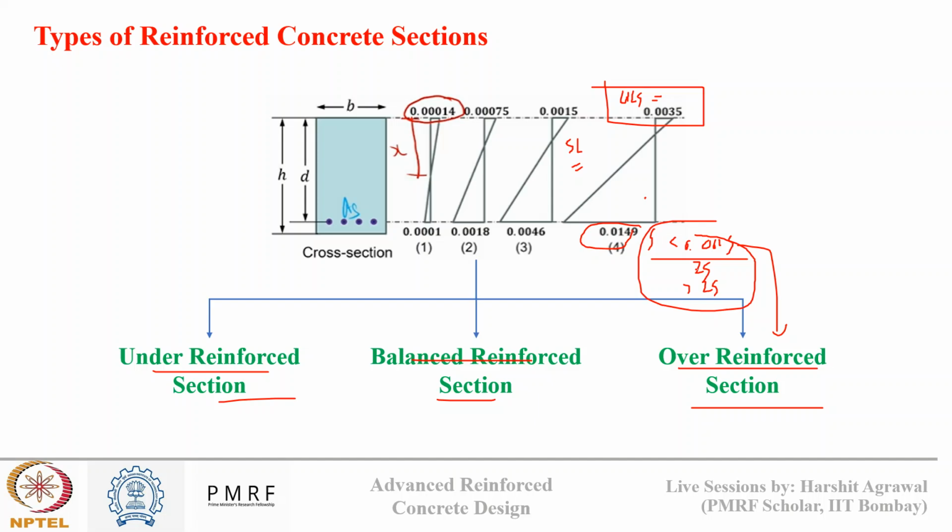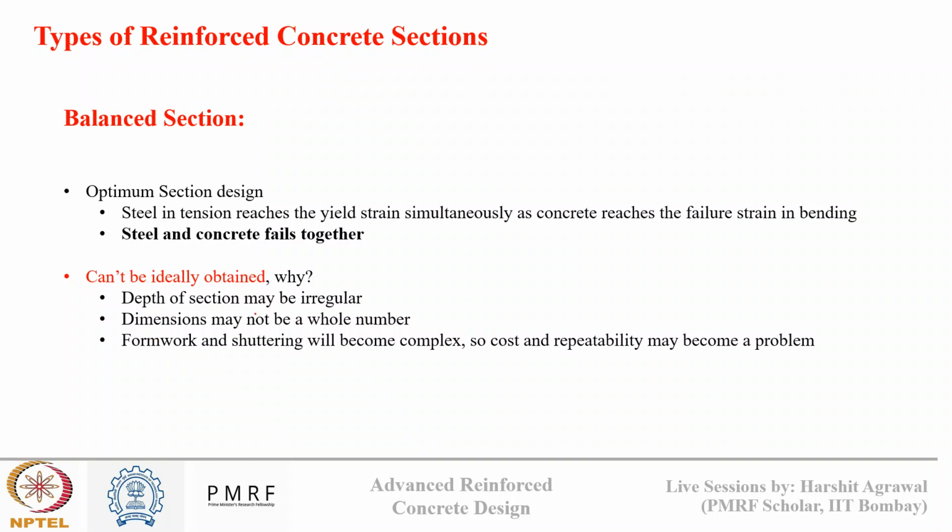If the strain in steel reaches the value of 0.0025 when the strain in concrete is 0.0035, it means it is a balanced reinforced section. The concrete is reaching its ultimate strain and the steel is reaching its yielding point at the same time. However, if steel reaches the yielding point before concrete reaches the ultimate strain value, it means steel yielding is happening before concrete reaching the ultimate stress, and that comes in the category of under reinforced section. So here I have described all these three sections.